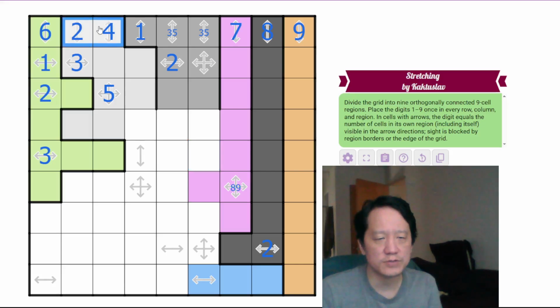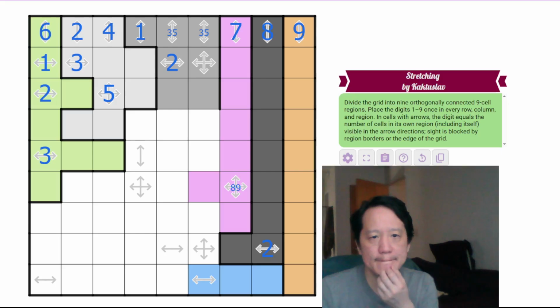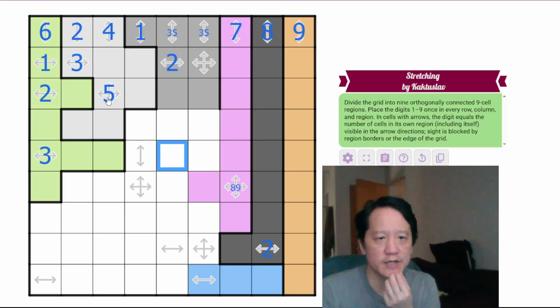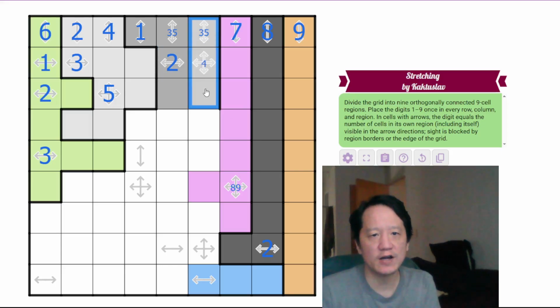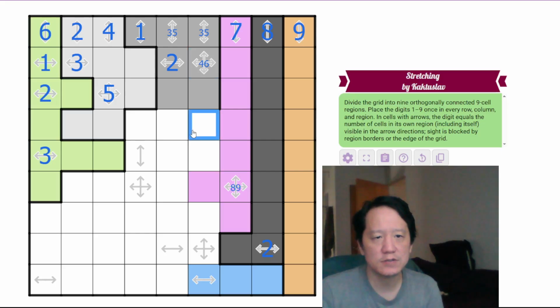This is done as a region, right? 1, 2, 3, 4, 5, 6, 7, 8, 9. Yes, that's done as a region. This sees 2 that way. This sees 5. That sees 3. This sees either 3 and 1, which is 4, or 5 and 1, which is 6.